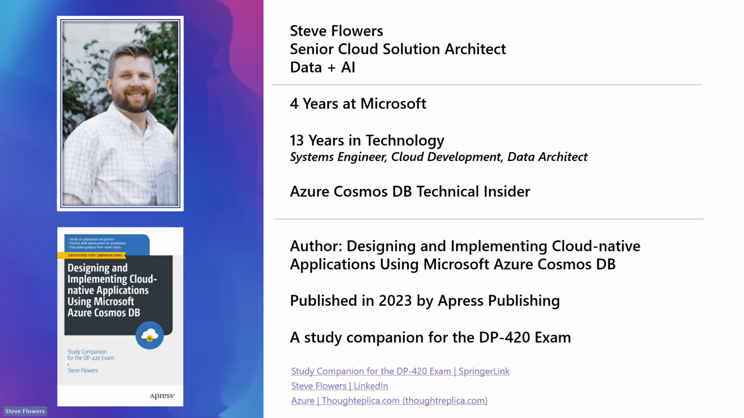Just a brief introduction. I'm Steve Flowers. I'm a cloud solution architect focused on data and AI. Been at Microsoft for 4 years, and I'm an Azure Cosmos DB technical insider, which means I work a lot with customers in their Azure Cosmos DB use cases. And I've also authored a study guide for the DP 420 exam, which is the Azure Cosmos DB exam.